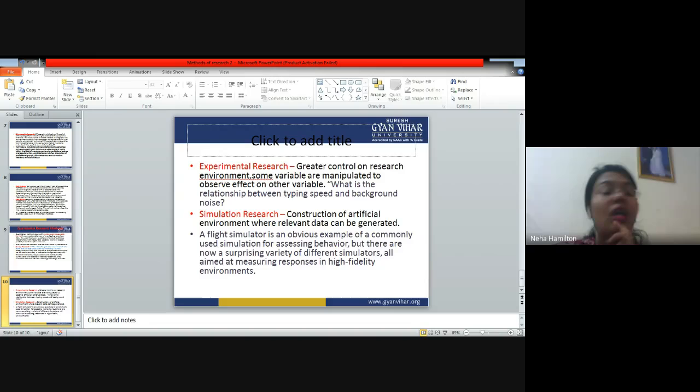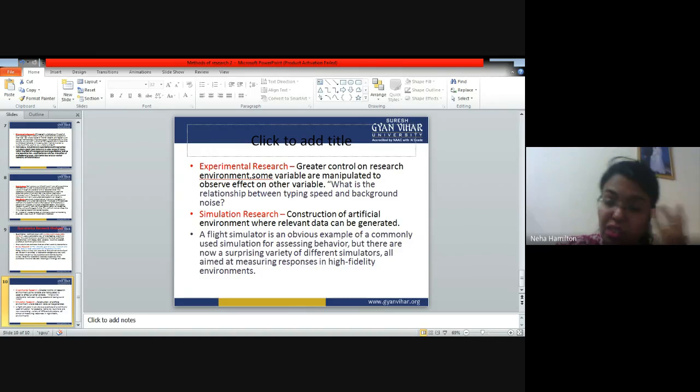Okay, so the next method that we are going to use is called simulation research. This is the last method that we are going to study. Simulation research is the construction of an artificial environment where relevant data can be generated. A flight simulator is an obvious example of a commonly used simulation for assessing behavior, but there are now a surprising variety of different simulators, all aimed at measuring responses in high fidelity environments. So, what is simulation research basically?